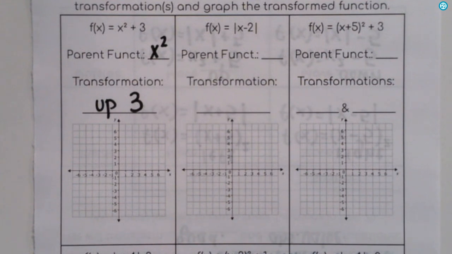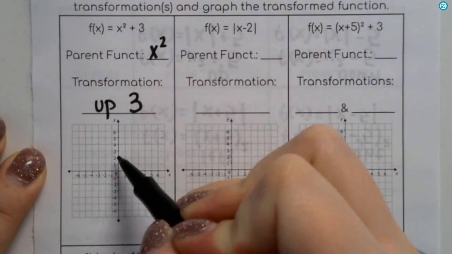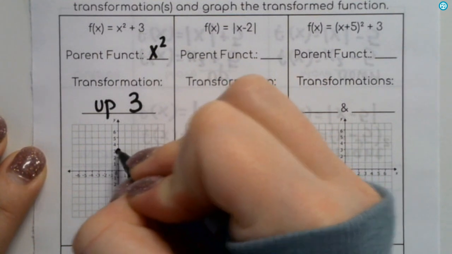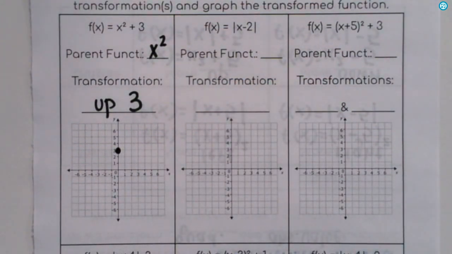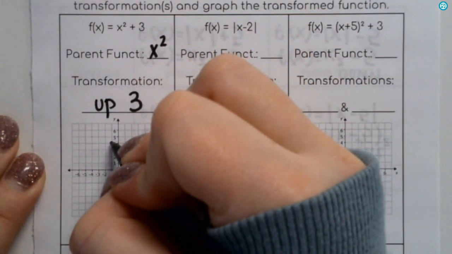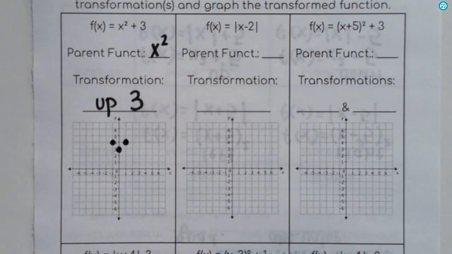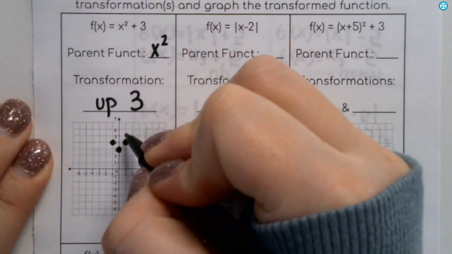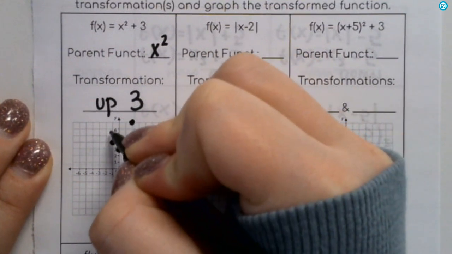Okay, so then we just graph the same U-shaped graph, that same x squared graph, but we're going to move it up 3, and that's it. So instead of our graph starting at 0, 0, we're going to move our pin up 3, put a dot there. And then to make that U-shaped graph, from that point, we're going to go up 1, out 1 on each side. And then we're going to go up 3, out 1 from each of those. Up another 3, out 1, up another 3, out 1.